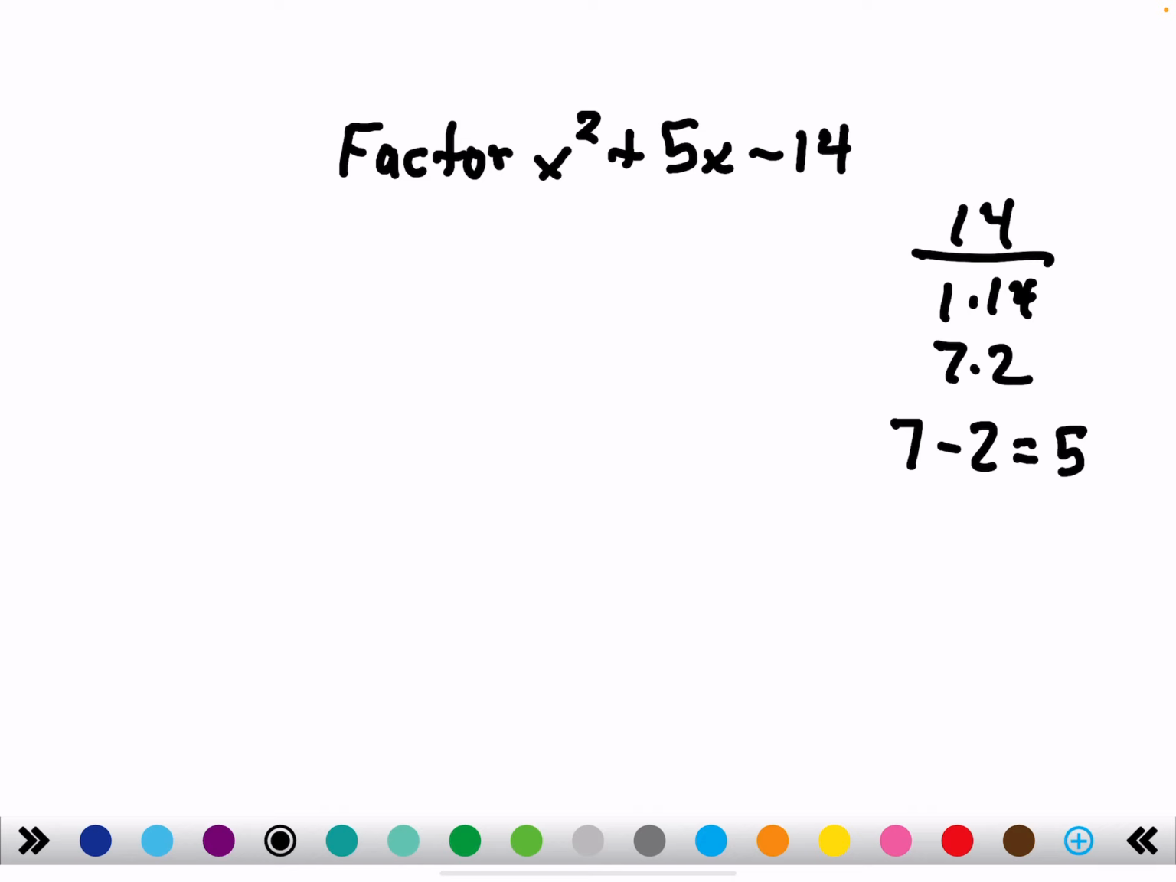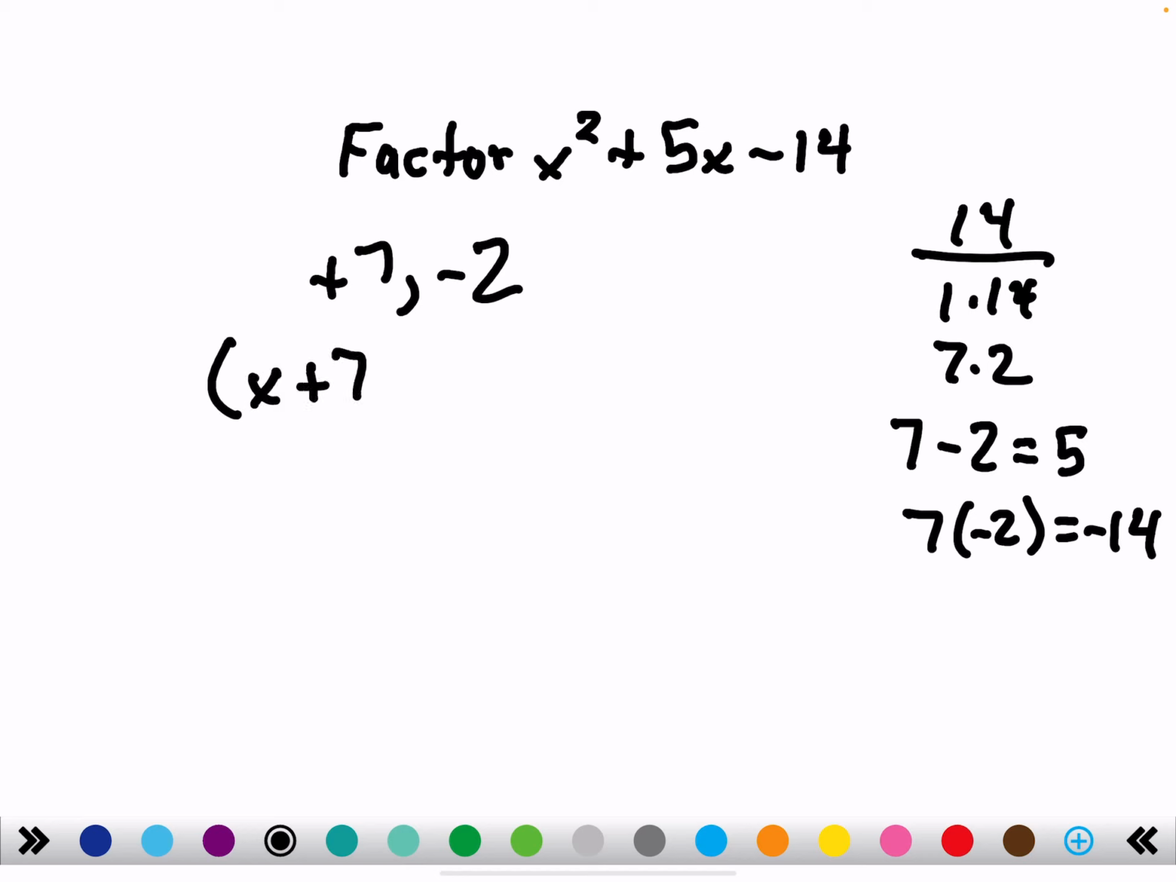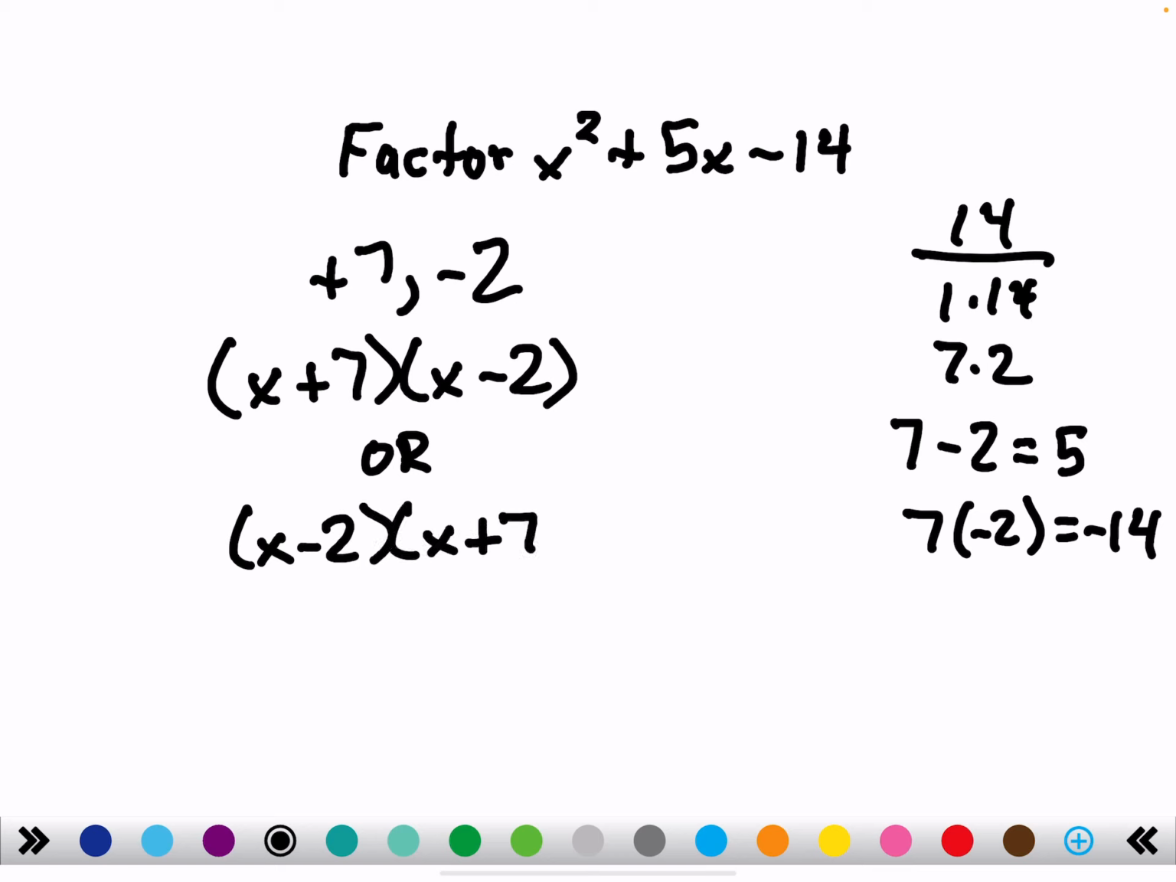7 is positive, 2 is negative. And then positive 7 times negative 2 multiplies to negative 14, so those two check out. So our factors are positive 7 and negative 2. So we can write that answer as x plus 7 times x minus 2, or x minus 2 times x plus 7.